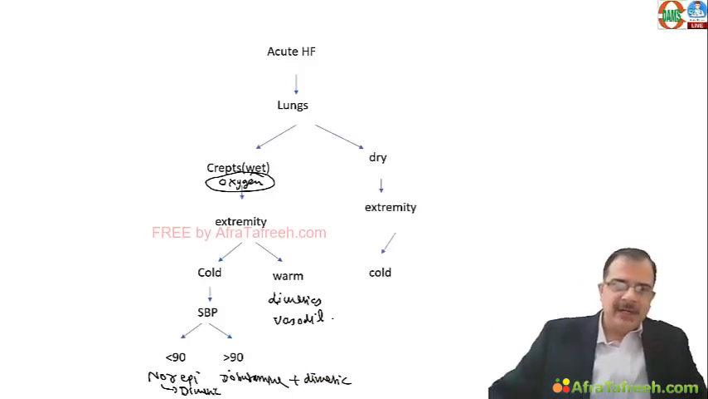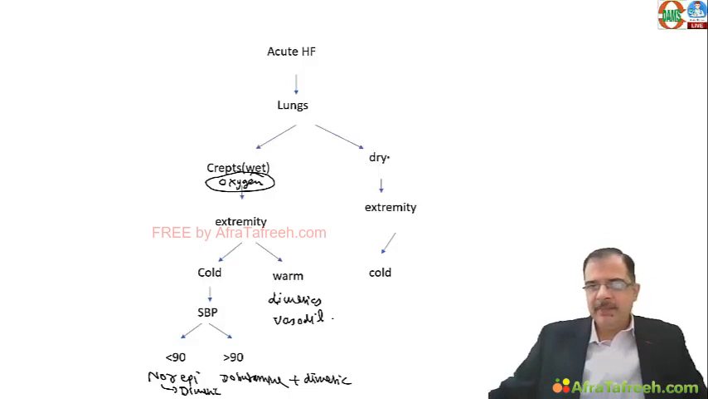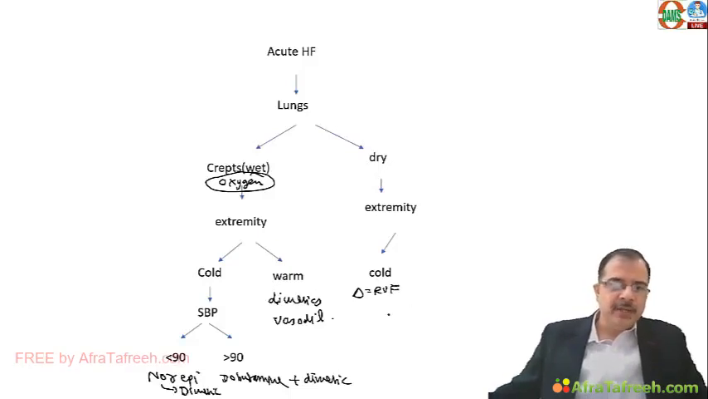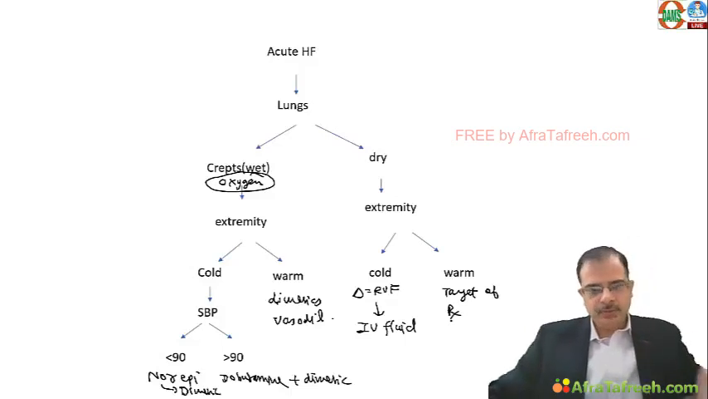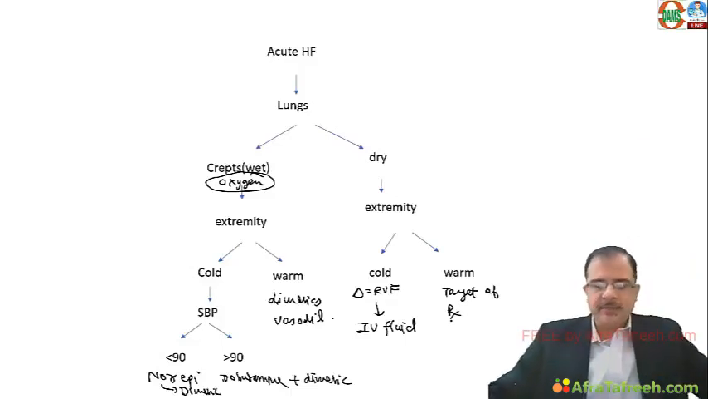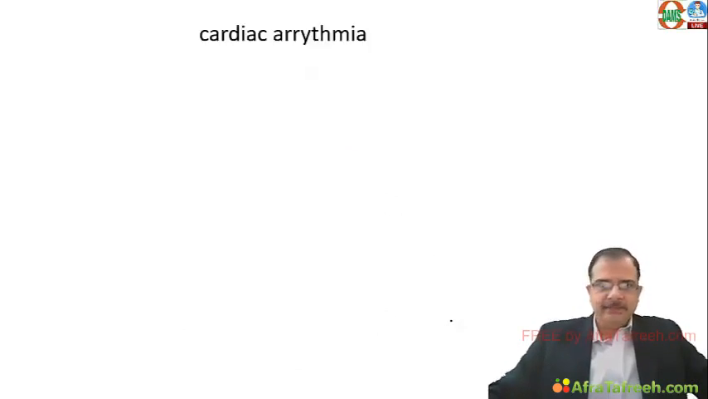If the lungs are dry, meaning pulmonary edema is not there, but extremities are cold, the diagnosis is usually right ventricle failure. In that case, we give IV fluids. While if extremities are warm and lungs are dry, this is the target of treatment in acute heart failure. So this is the flow chart for managing a case of acute heart failure.